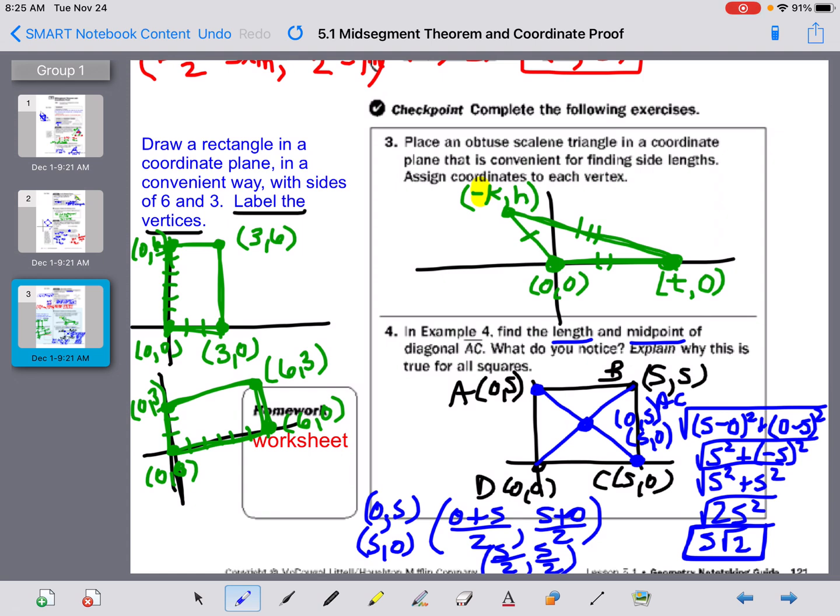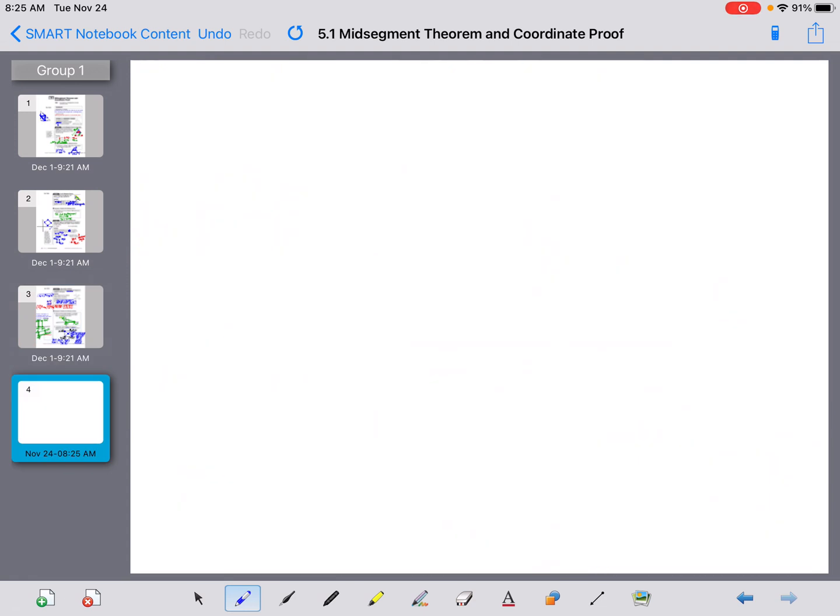All right, coordinate geometry uses variables instead of numbers on some of the points, okay? So you're going to practice these on your homework. I do want to bring your attention to your homework on that worksheet.